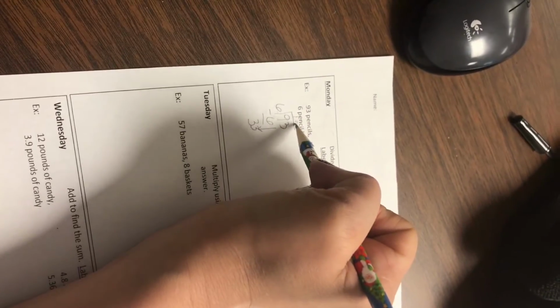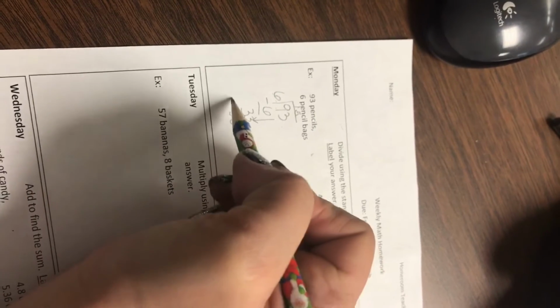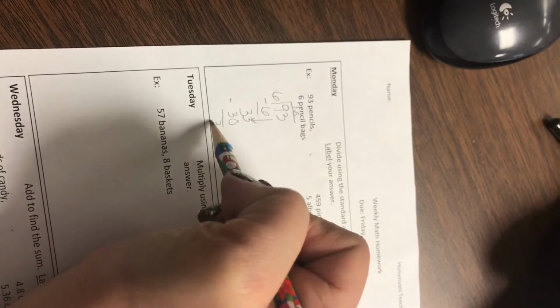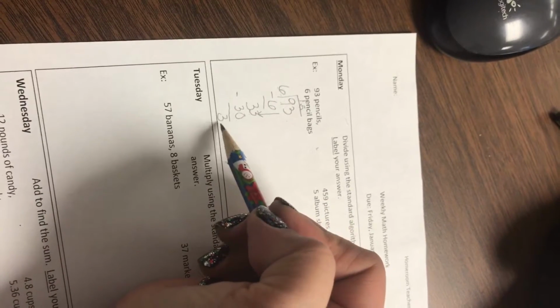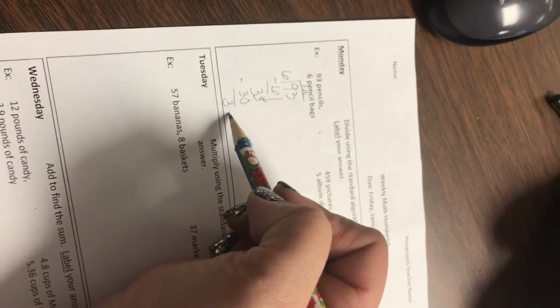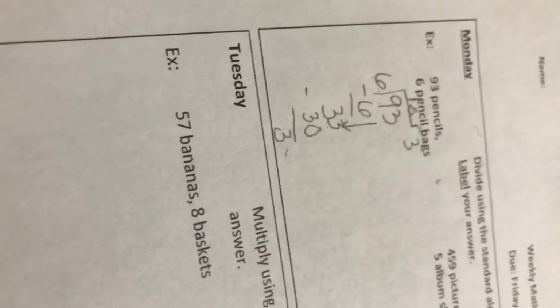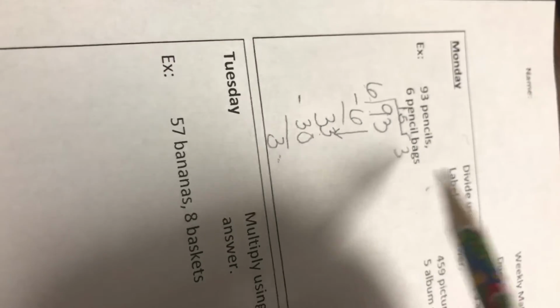So 6 can go into 33 5 times without going over. So I'm going to put a 5 up here. Then when I multiply 5 and 6, I get a product of 30. I then subtract those and I get a difference of 3. I don't have any other numbers to bring down, so that 3 is what I actually have left over, or what we've called in class, a remainder. So it looks like we have a quotient of 15 with a remainder of 3. And because we're talking about pencils and pencil bags, we could say that we could put 15 pencils in each bag, and there's going to be 3 leftover pencils.